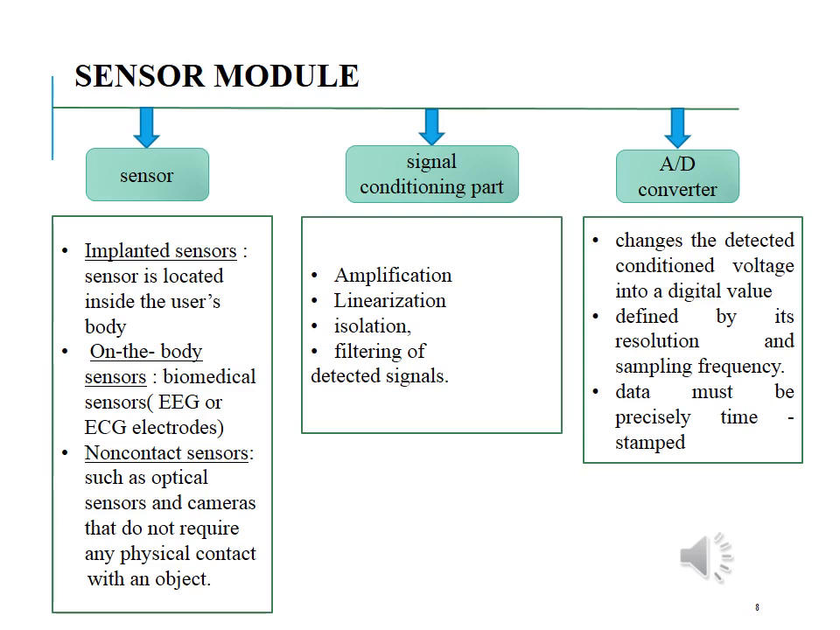The signal conditioning module will be performing the signal conditioning prior to the analog to digital conversion. It can be any of the signal conditioning functions like amplification, excitation, linearization, isolation, etc. The ADC will change the detected and conditioned voltage into a digital value, and the converter is defined by its resolution and sampling frequency. As you know, the Nyquist sampling frequency is very important as far as an ADC is concerned.